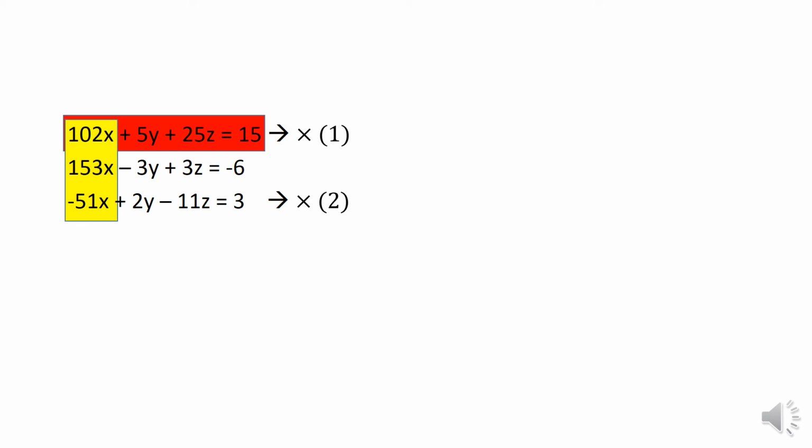So always look for a variable where you can cancel it out easily and not have to be multiplying all these equations by some non-one number.